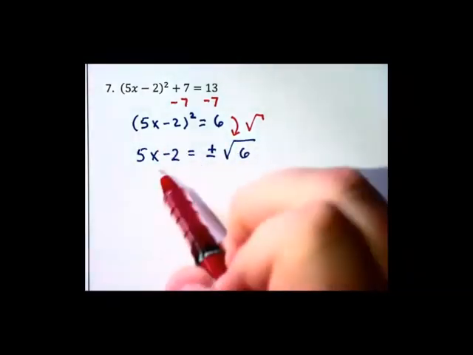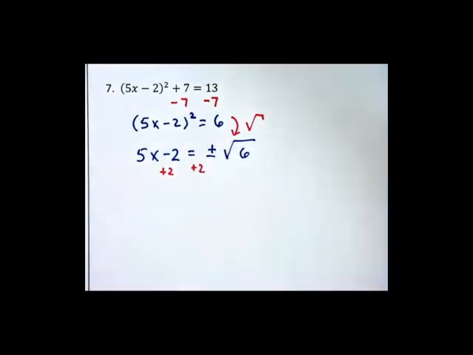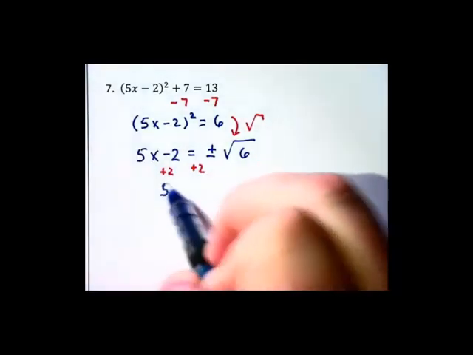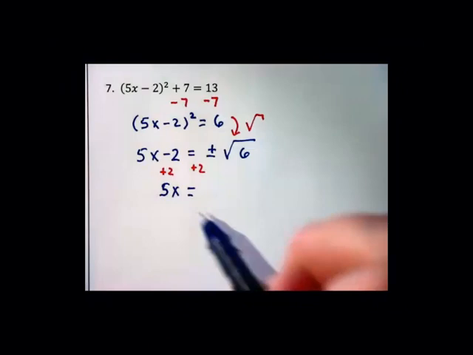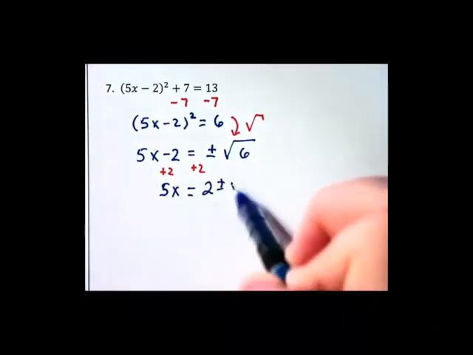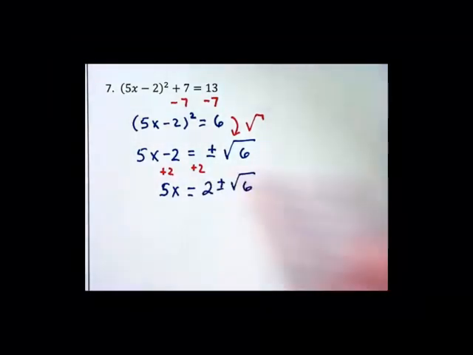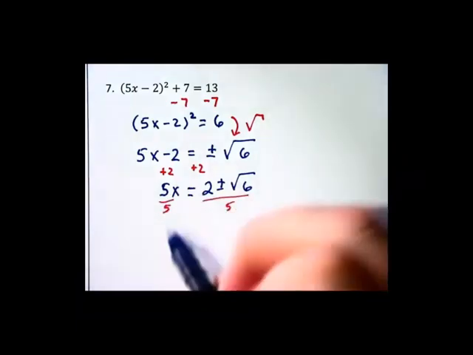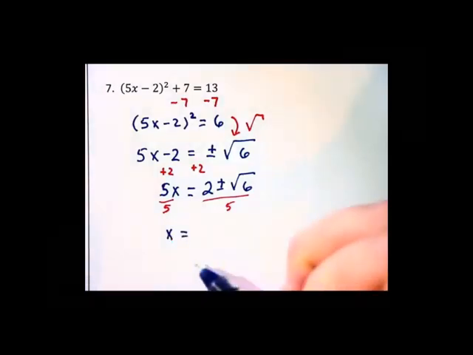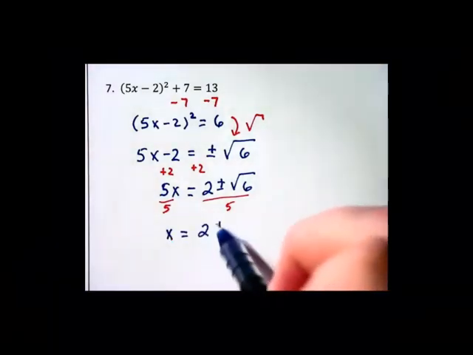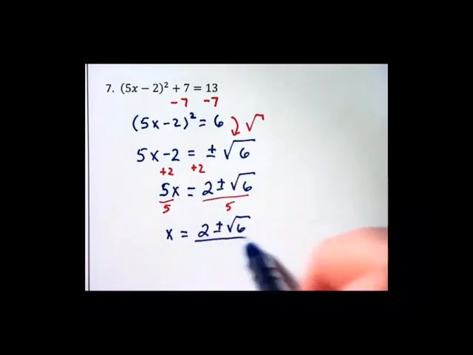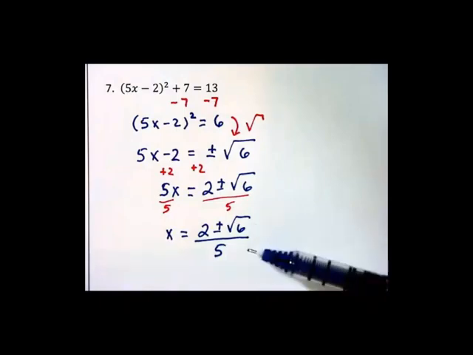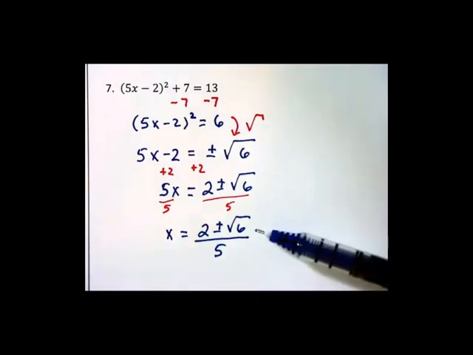Then we're going to add 2 to each side of the equation, which leaves us 5x equals 2 plus or minus root 6. And then when we go to divide each side by 5, it does get a little bit messy there. This is going to be written as x equals 2 plus or minus root 6 all over 5. And I know we look at this answer and say, wow, that's messy, but quite honestly, this is what answers to quadratic equations typically look like.